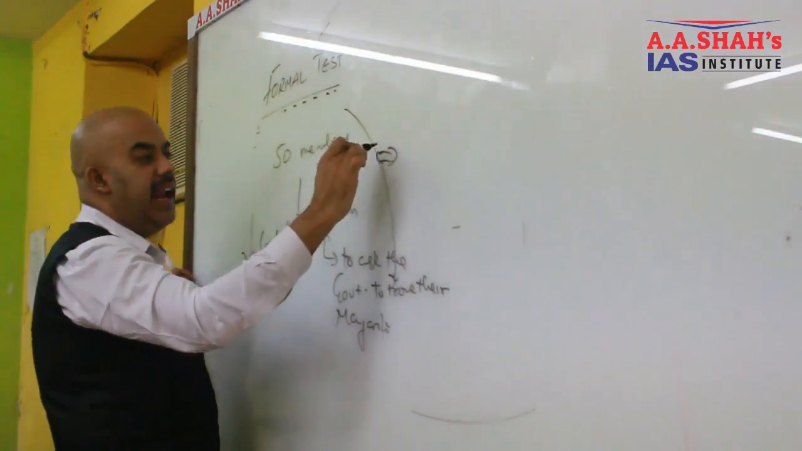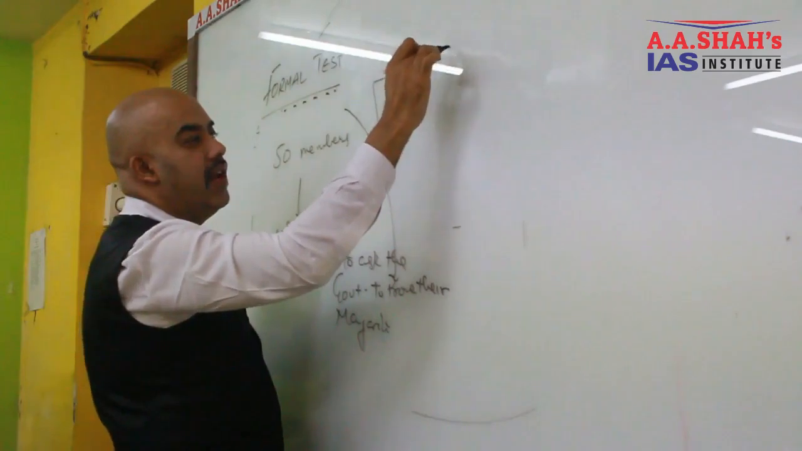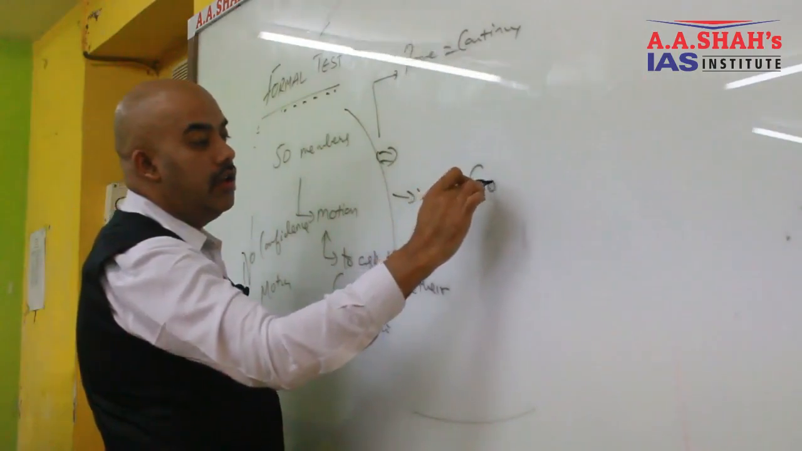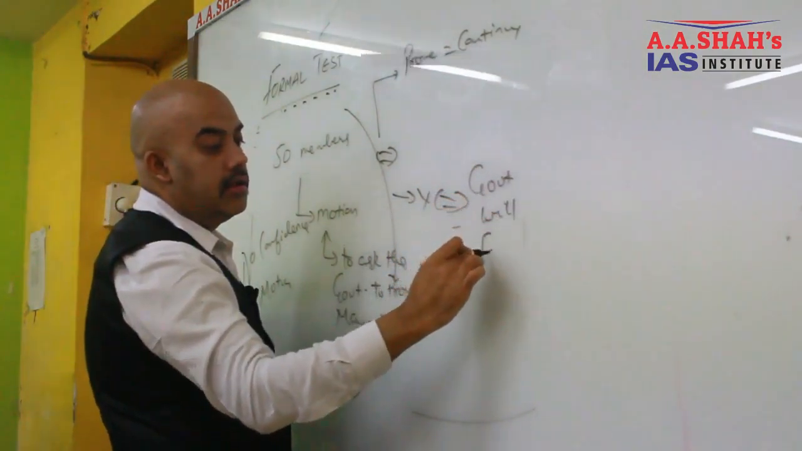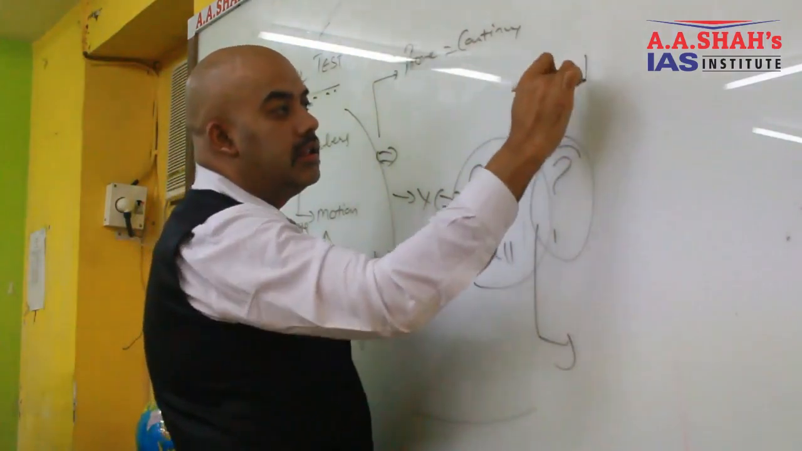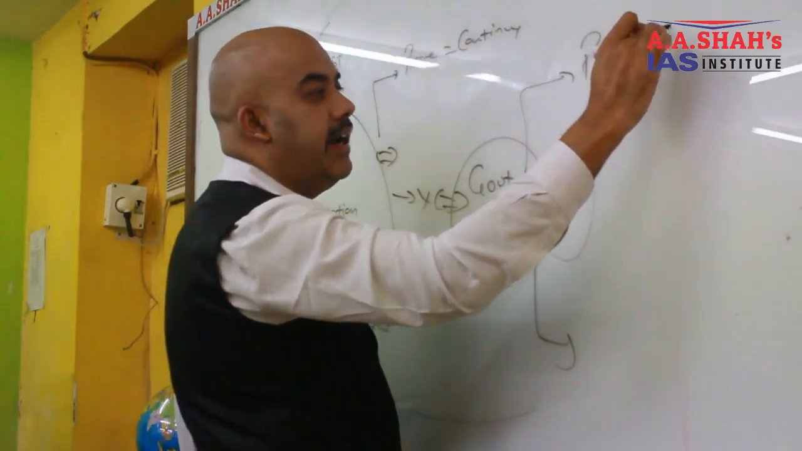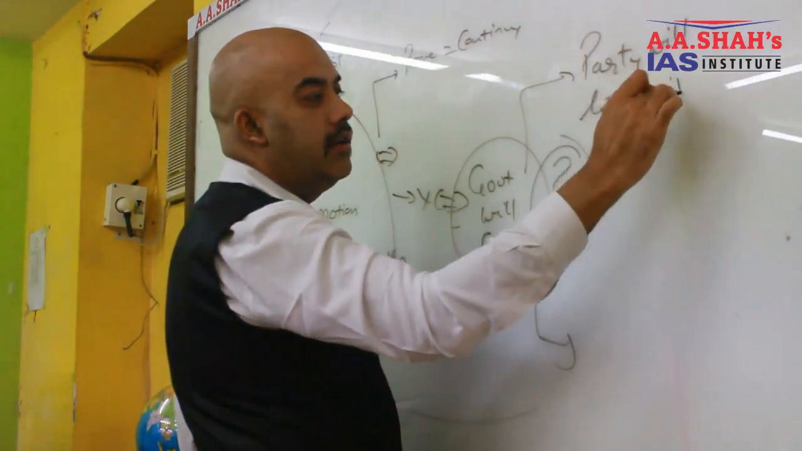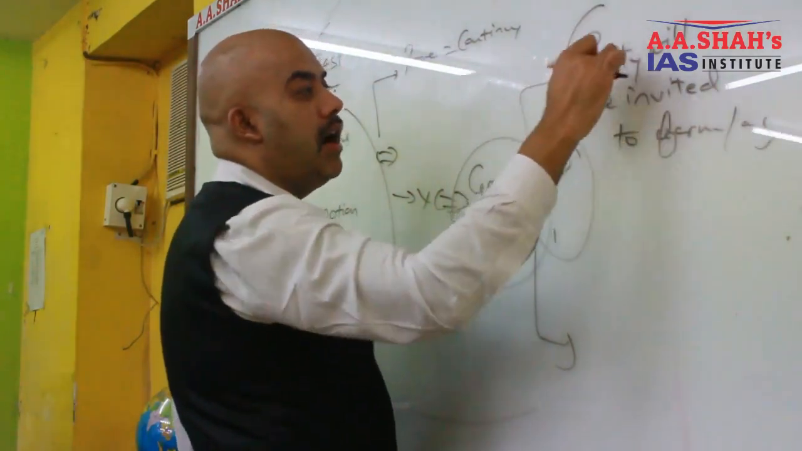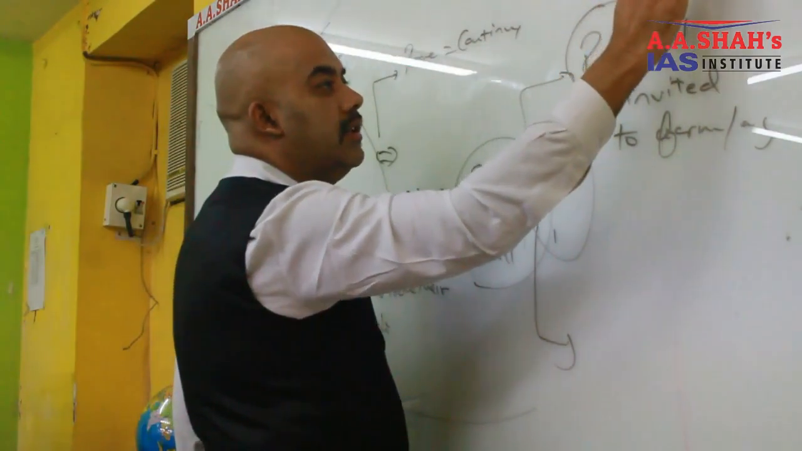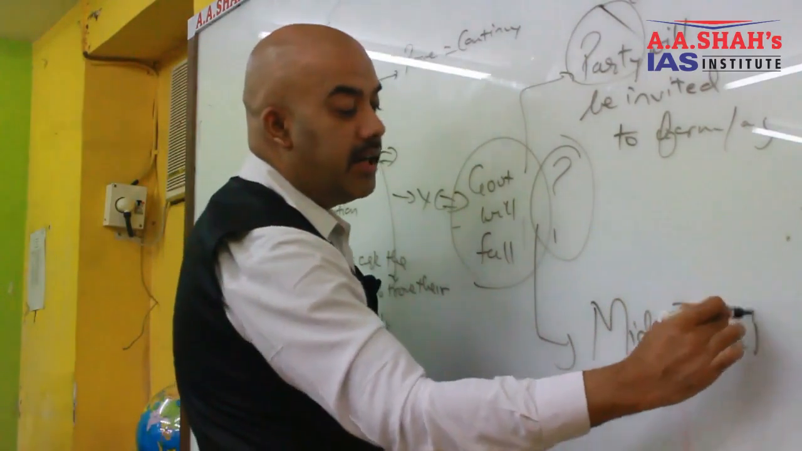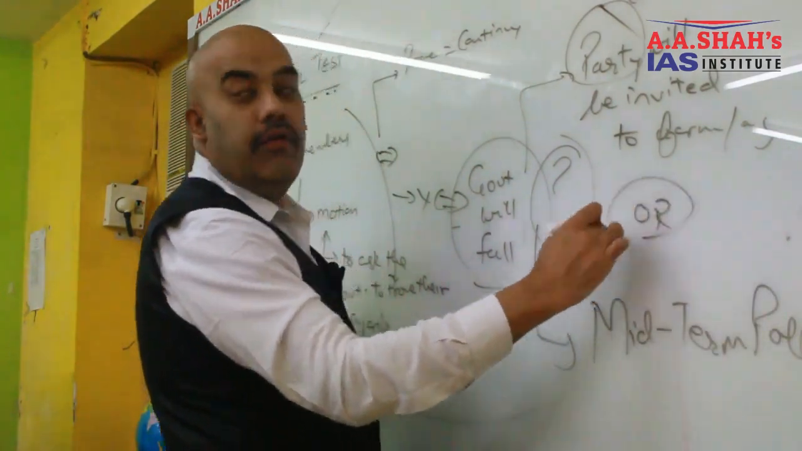If they are able to prove their majority, they will continue. If they are not able to prove their majority, the government will fall. The government will fall. This will have two consequences. Either some other party will be invited to form a government. This could be a party or a coalition of parties. Or you will have to go to what is called the midterm poll. Are we clear on this part?